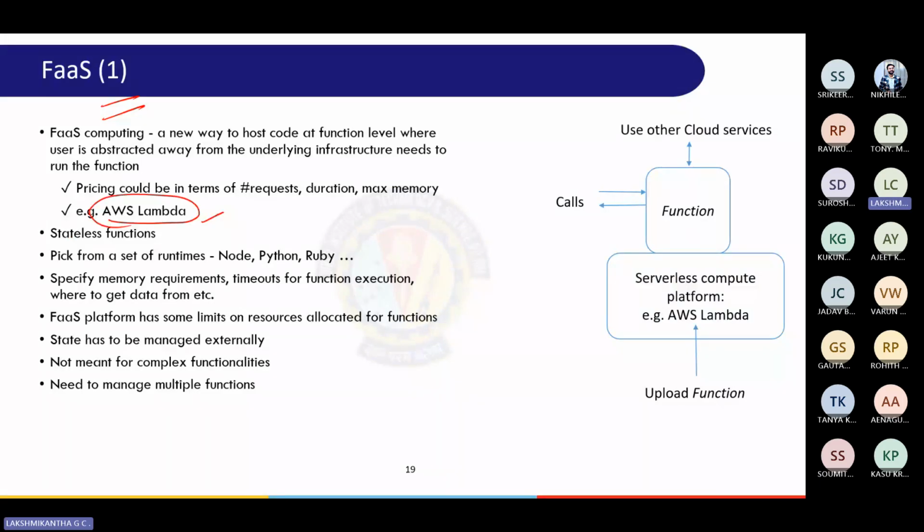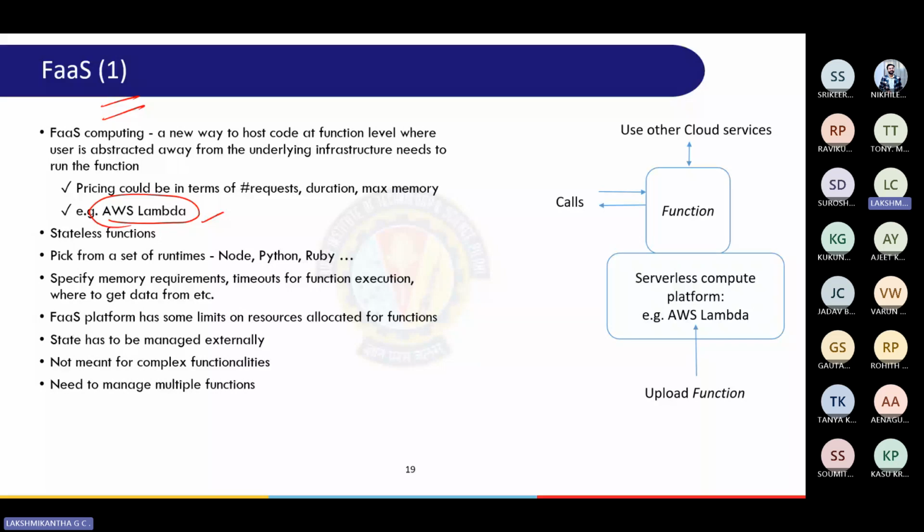Let me take the example of the pricing model. The pricing is incredibly granular, right? You pay only based on the number of requests, the duration of the function execution, and the maximum memory you allocate. If your function runs for 100 milliseconds and uses 128 MB of RAM, you are billed for exactly that tiny amount. If it sits idle, you pay nothing.